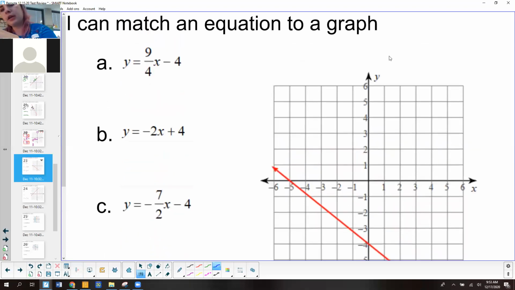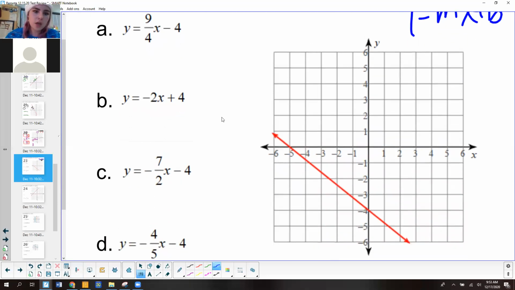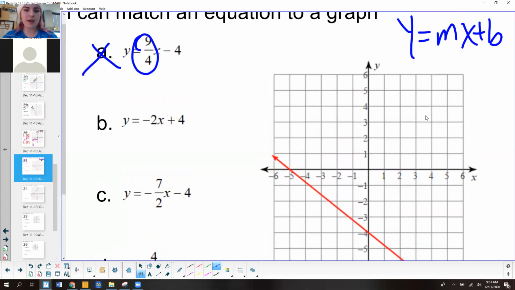So then, remember y equals mx plus b. If we're looking at that, and we want a negative slope, which one can I eliminate? Maya's ahead of the game. Good, we can cross out A because A has a positive slope, because they have 9/4 and we need a negative slope.